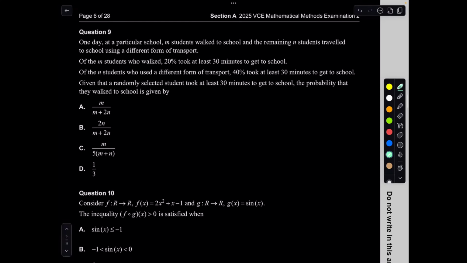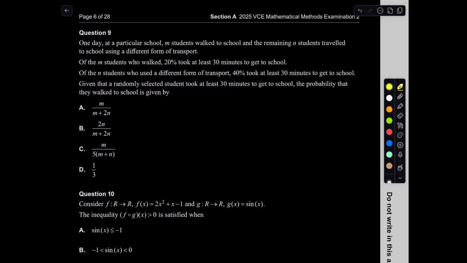So question 9. One day at a particular school, M students walk to school and the remaining N students travel to school using a different form of transport. Of the M students who walked, 20% took at least 30 minutes to get to school. Of the N students who used a different form of transport, 40% took at least 30 minutes to get to school. Given that a randomly selected student took at least 30 minutes to get to school, the probability that they walk to school is given by y.